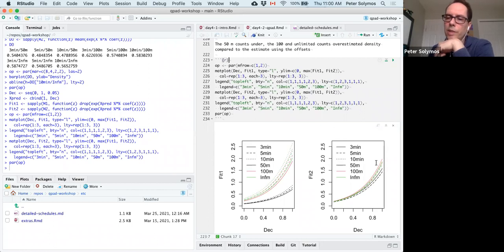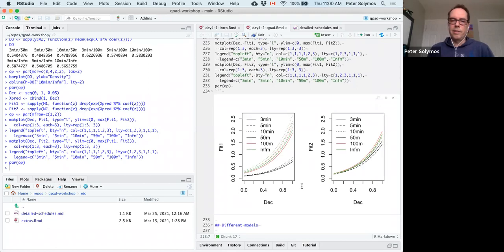Now, when we use the offsets, everything is in the same region. So not just the relative differences, but the absolute values are going to be much closer to each other. Based on this, we can conclude that offsets are really working when you need to account for differences in methodologies.